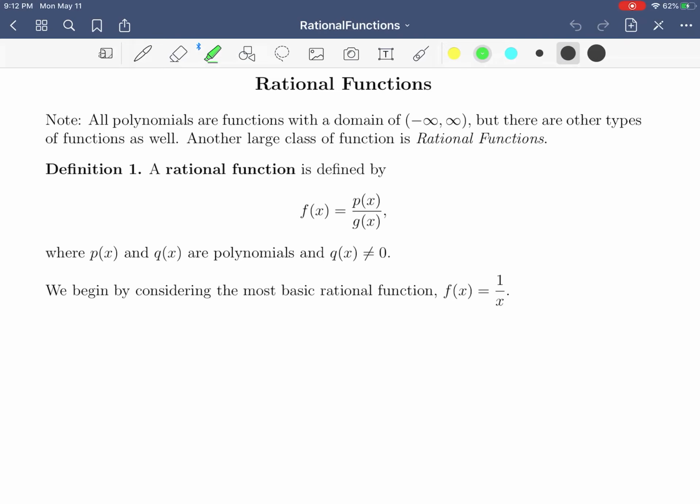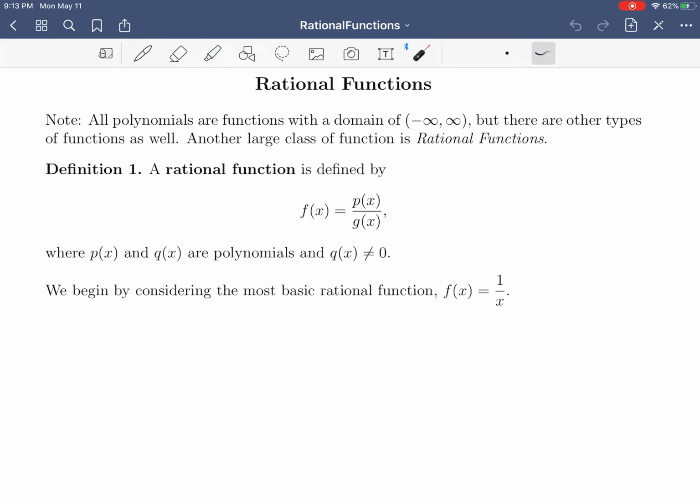In this video, we're going to talk about another type of function called a rational function. Just a reminder, all polynomials are functions. They all have domain all real numbers, so from negative infinity to infinity. But there are many other types of functions. Another large class, which is what we're going to examine in this video, is rational functions.